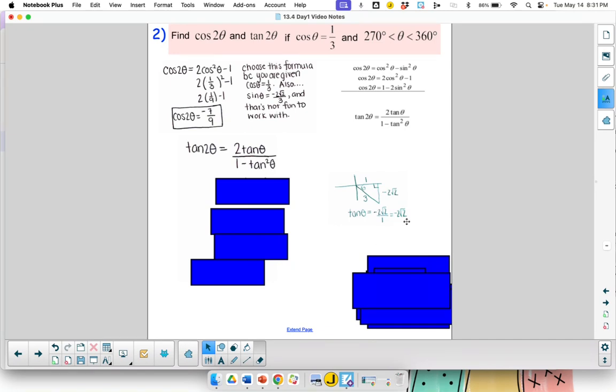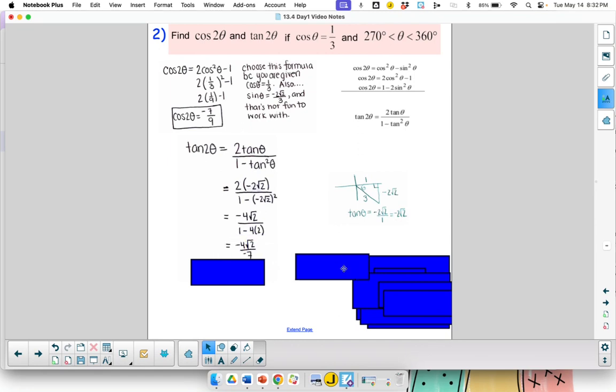So now I'm going to take that negative 2 root 2 and put it into the formula. If you had wanted to leave it as negative square root of 8, you could have, and then at some point you'll just have to simplify. And now I'm just doing arithmetic, simplifying, and getting a final answer.